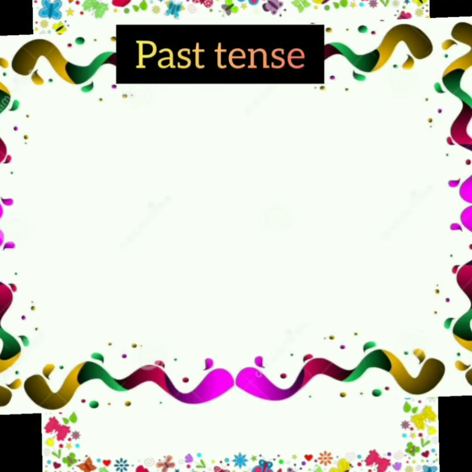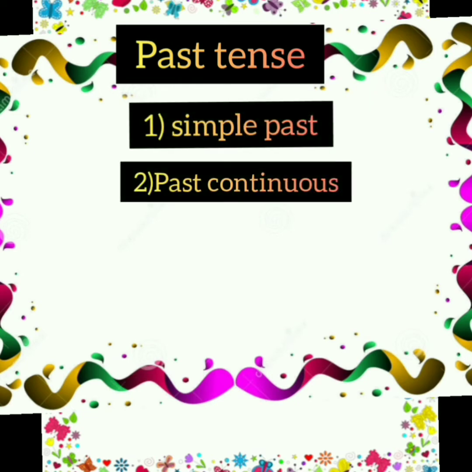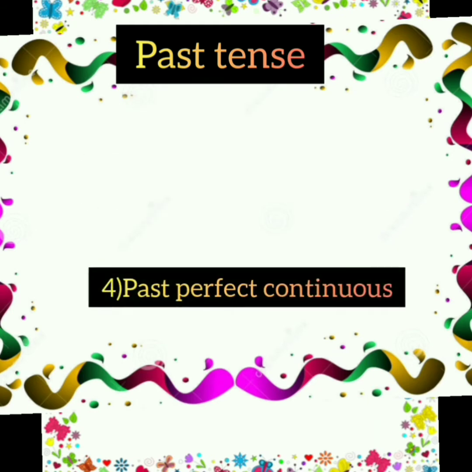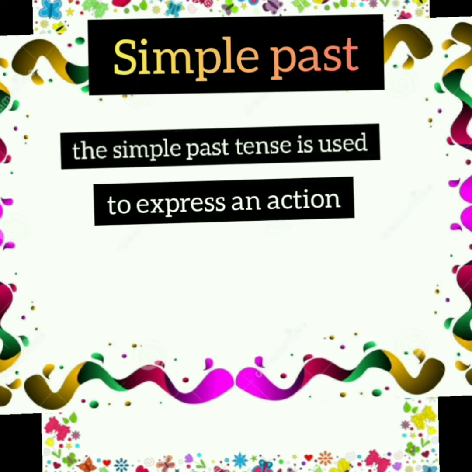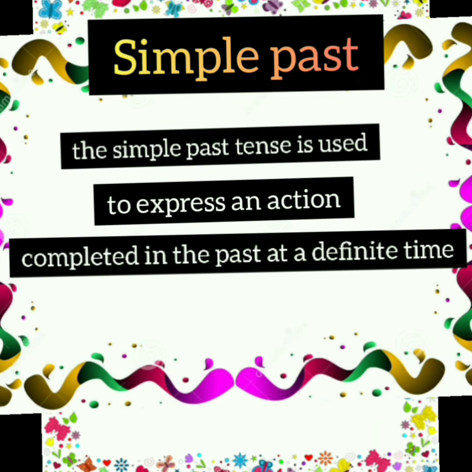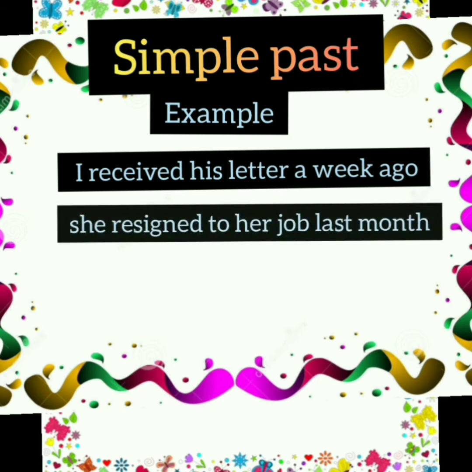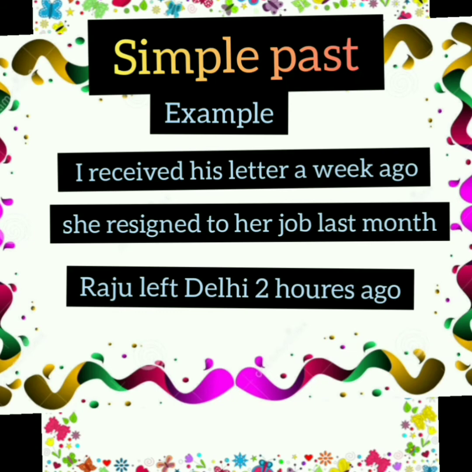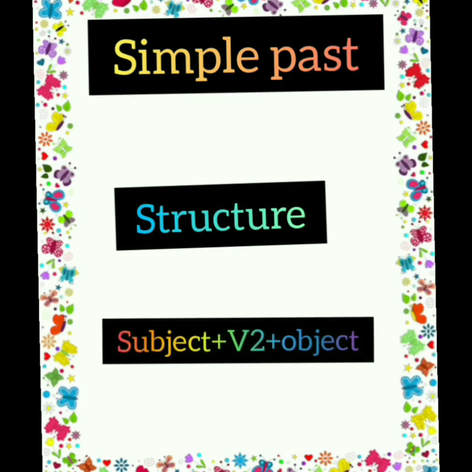Past tense. Past tense is of four types: simple past, past continuous, past perfect tense, past perfect continuous tense. Simple past. The simple past tense is used to express an action completed in the past at a definite time. For example, I received his letter a week ago. She resigned her job last month. Raju left Delhi 2 hours ago. Structure of simple past tense is subject plus V2 plus object.